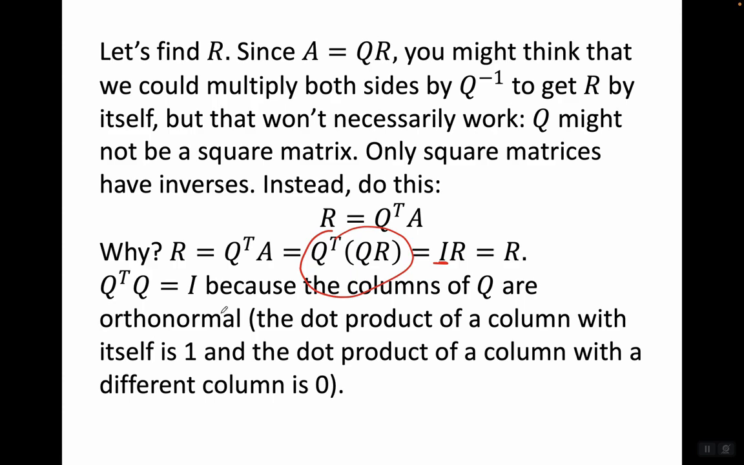Now, why is Q transpose Q equal to I? Because the columns of Q are orthonormal, and the dot product of a column with itself is 1, because it has length 1, and the dot product of a column with a different column is 0, because the columns are orthogonal to each other, so the dot products are all going to be 0.